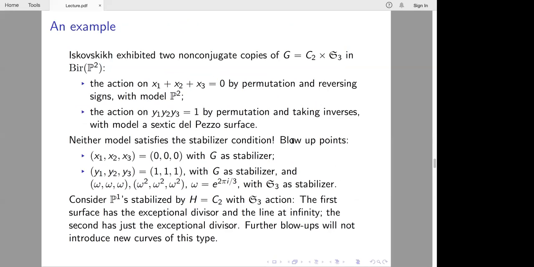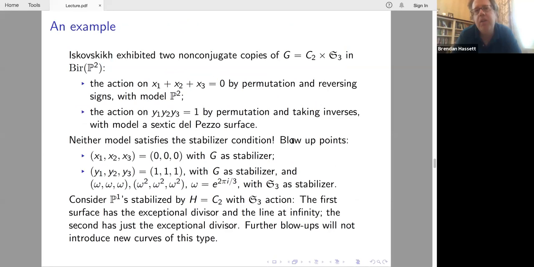Do you also need the symbol in that example, or is it just the fixed point locus? Here we actually don't need the symbol. We do take into account the stable birational type of the stratum, but once I've done that, I don't need to keep the symbol per se. I do need to keep track of the fact that you have a P1 with an S3 action.